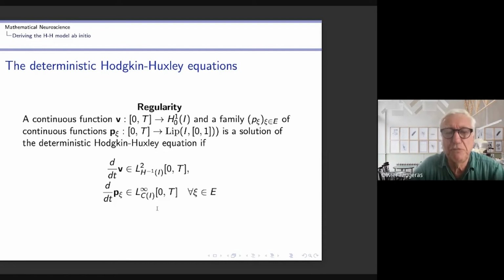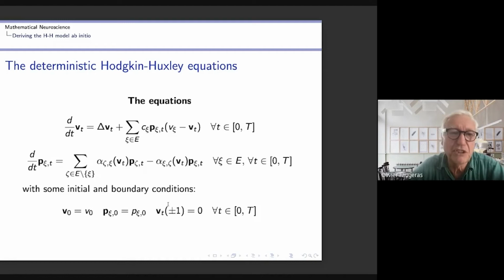And he wrote the equations, which are the Hodgkin-Huxley equations, dv_t/dt equals the Laplacian of v_t, plus the channel currents. This is the conductance. This is the proportion of channels in the state C. This is the reversal potential, and this is v_t again. Okay, and this is just a conservation of mass equation for P_C of t, which tells you that this is the sum over zeta, which are not equal to xi in the set of possible states, of the transition from zeta to xi at the potential v_t multiplied by this, minus those which change from xi to zeta. And you have some initial and boundary conditions.